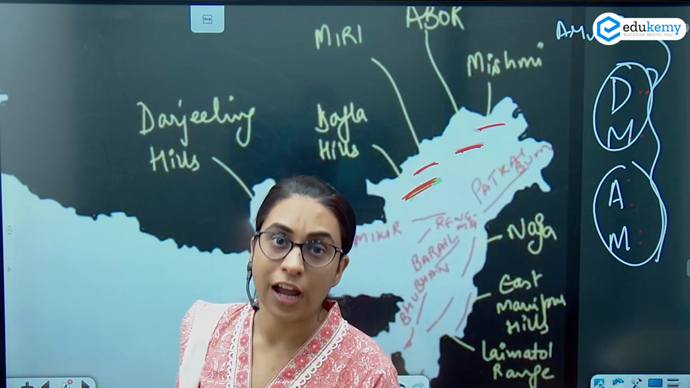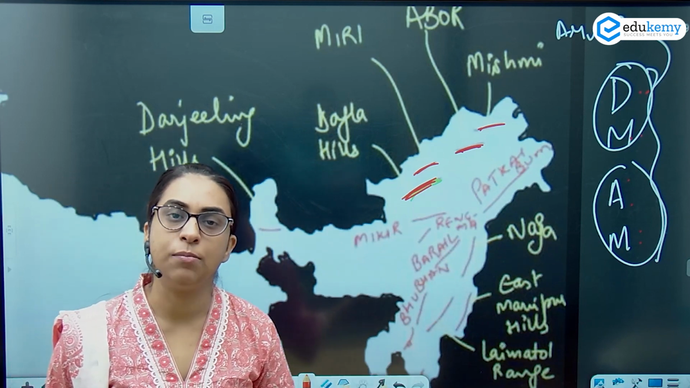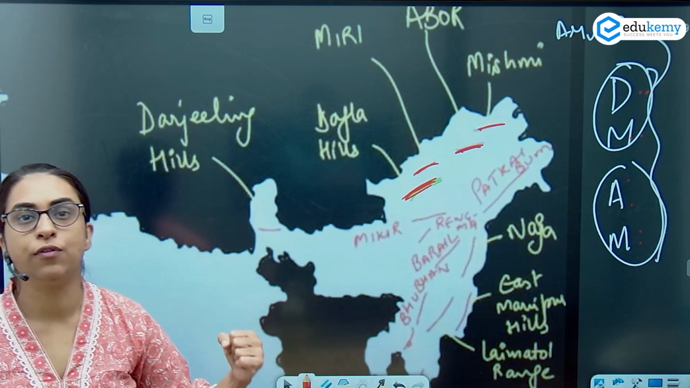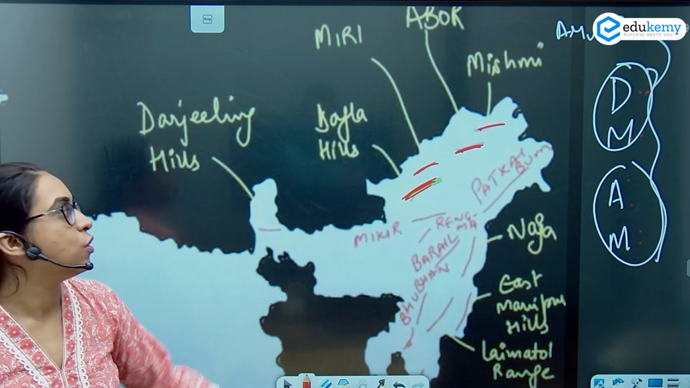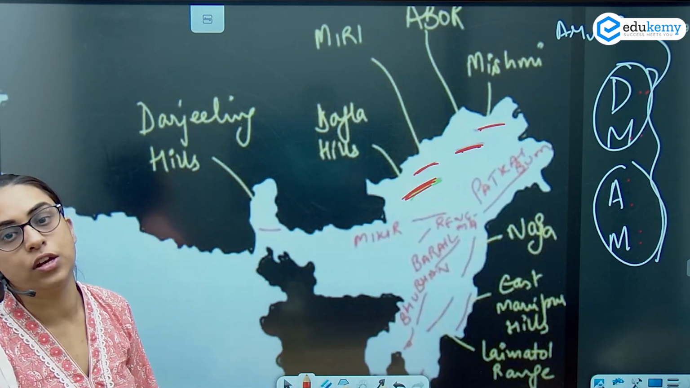These are the names of tribes also. Abhor is the name of a tribe. Mishmi is the name of a tribe. Miri is the name of a tribe. So DMAM, this is in your Arunachal Pradesh.